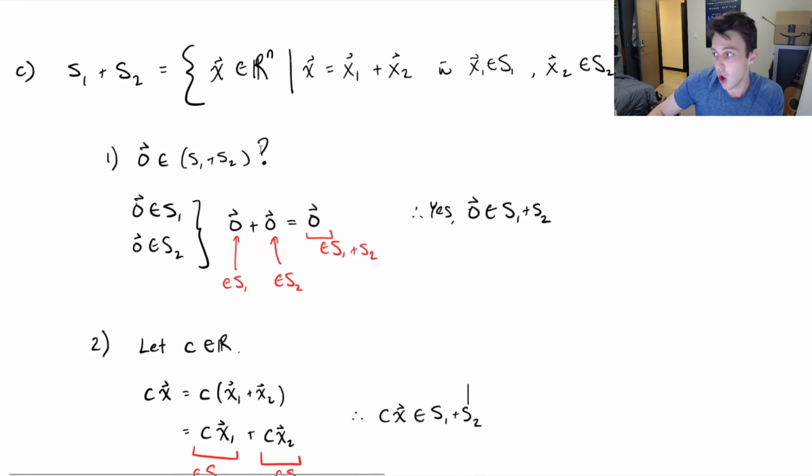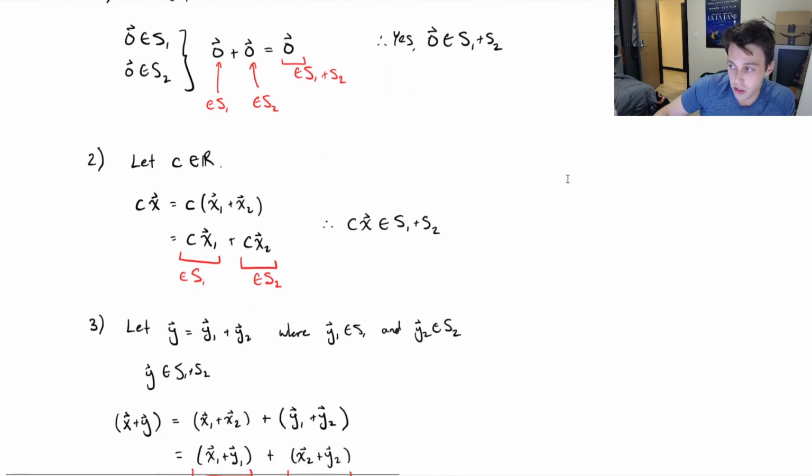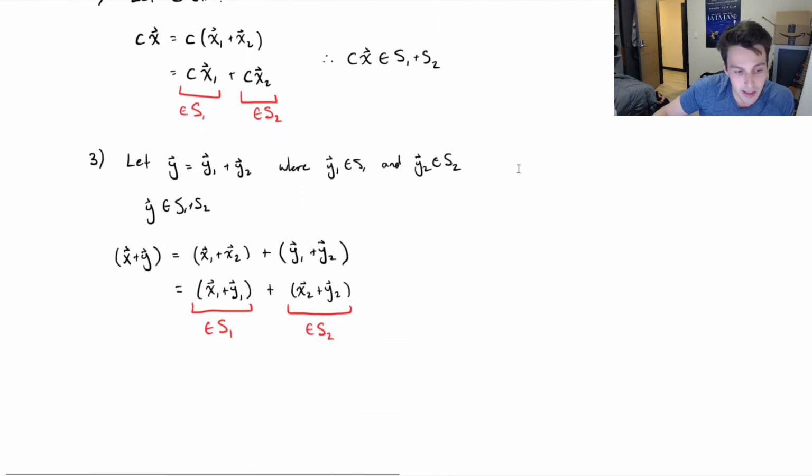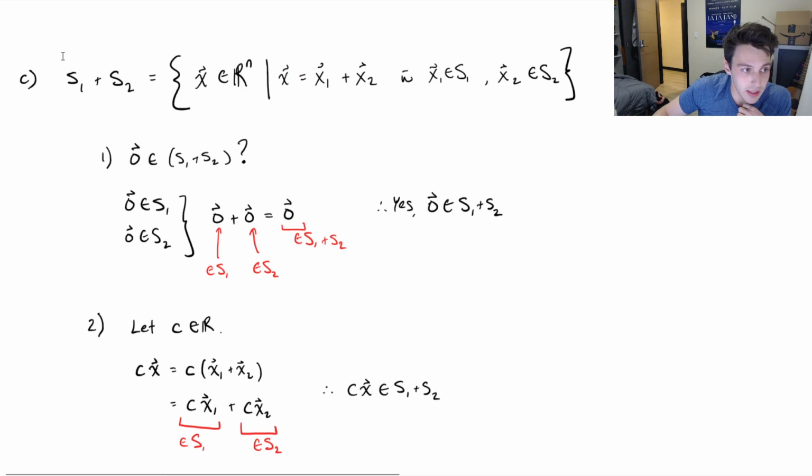So we have checked all of these things. The zero vector exists, it is closed under scalar multiplication, and it is closed under vector addition. So finally, we can conclude that the sum of the subspaces S1 and S2 is also considered a subspace of Rn.